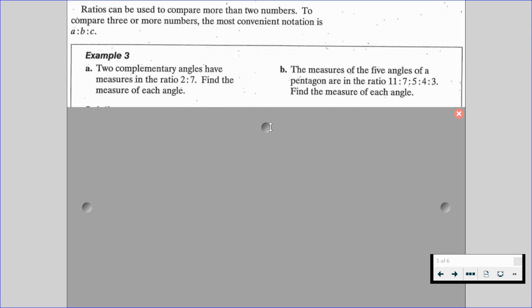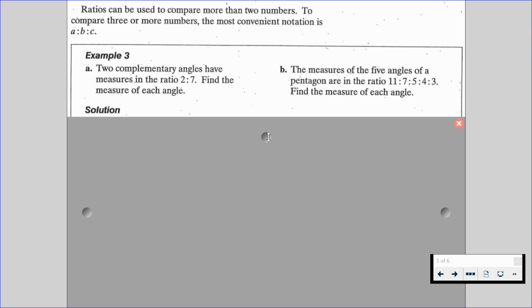And B, the measures of 5 angles of a pentagon are in the ratio 11 to 5 to 7 to 4 to 3. Sorry, I went out of order there. Let's redo that. The ratio is 11 to 7 to 5 to 4 to 3. We want to find the measure of each angle.